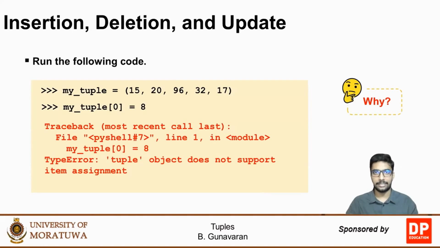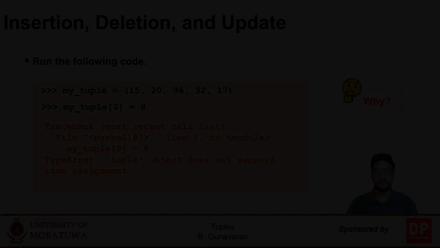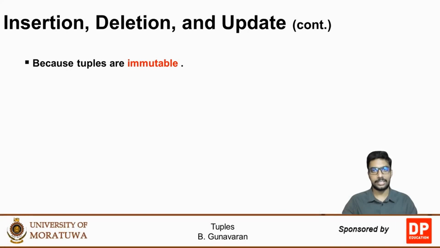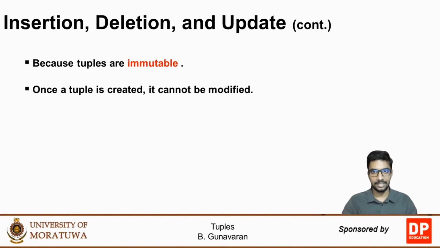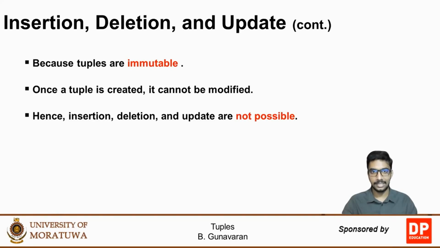Why are we getting this error? What does this error message mean? This is what we are going to discuss in the next slide. You got this error because tuples are immutable. What does it mean? It means once a tuple is created, it cannot be modified. Hence, a tuple does not support insert, delete, and update operations. Unlike tuples, lists are mutable. We learned in course 1 that we can insert, delete, and update values in a list.